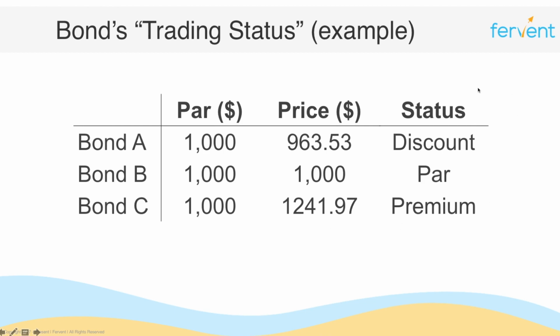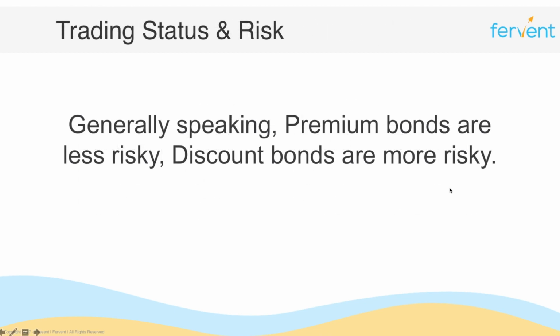In terms of why this information is useful, generally speaking, premium bonds are less risky and discount bonds are more risky. So if you see two bonds and one is trading at a premium and the other is trading at a discount, you know which one's more risky than the other. And depending on your risk tolerance and your risk attitude, you can choose accordingly.